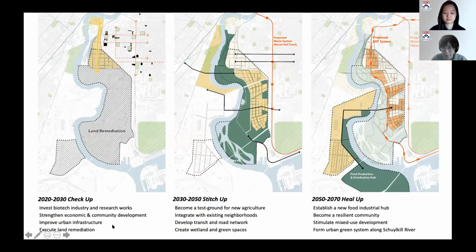Lastly, in phase 3, using the strength of biotechnology and logistics industry, the site will become a new food industrial hub that not only boosts the city's economy, but also solves the issues of food insecurity. More mixed-use, mixed-income developments and transit developments will also be stimulated in this phase.